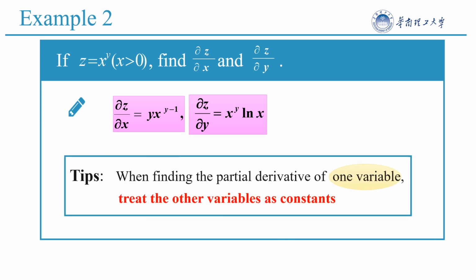Tips: when finding the partial derivative with respect to one variable, treat the other variables as constants.